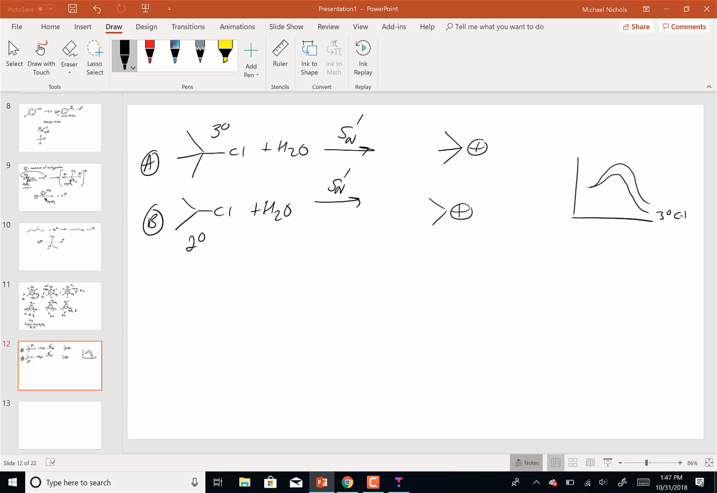Tertiary carbocation, secondary carbocation. And it usually says use a reaction coordinate diagram if needed. It's always needed. So whenever I use that phrase, something's needed. If needed, it's probably needed. So here's my reaction coordinate diagram showing that my tertiary is more stable than my secondary. What's next about in the answer, David?